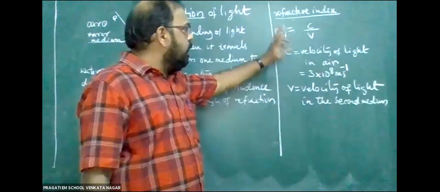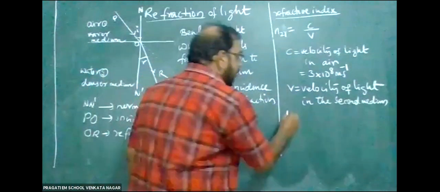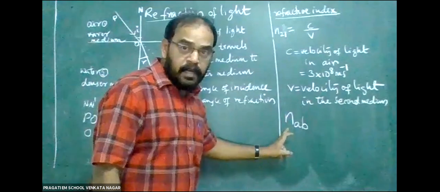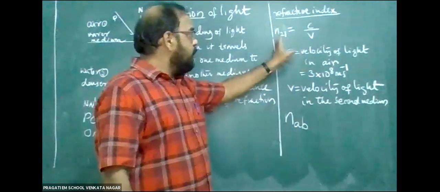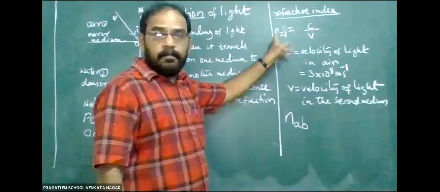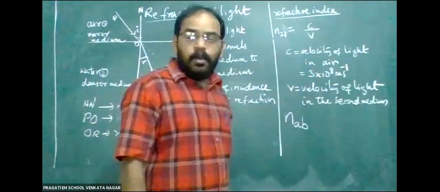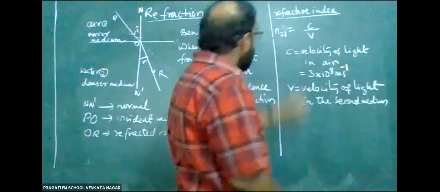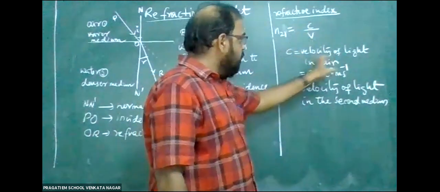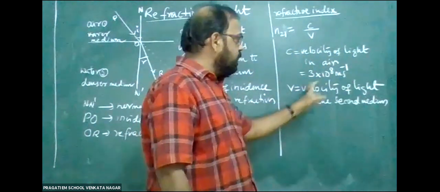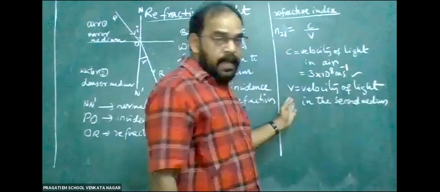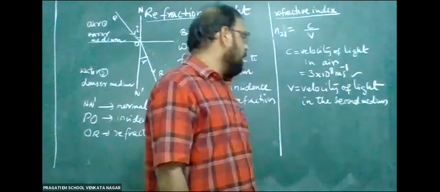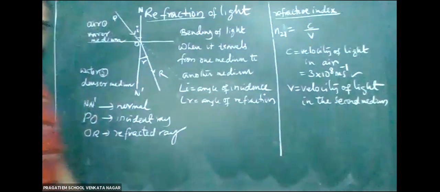Once more, we get confusion about this one. So NAB, what is the meaning of NAB? Refractive index of A with respect to B. So N21 means refractive index of the second medium with respect to the first medium. So N21 is equal to C by V. C is the velocity of light in air, or 3 into 10 to the power 8. That is a constant. And here V can be any medium. V is the velocity of light in which medium? In the second medium. So this formula, please note it down.